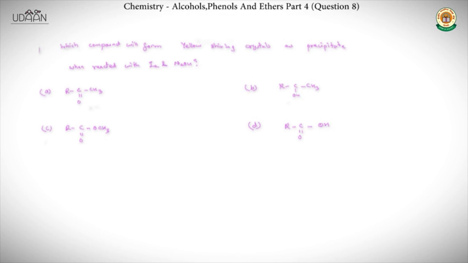Okay, in the next question, we are asked to find which out of the four compounds given will form yellow shining crystals as precipitate when reacted with a mixture of iodine and sodium hydroxide. So let us see the reactions involved in this case. We know that yellow shining crystals are formed when we get a precipitate of CHI3, that is iodoform.